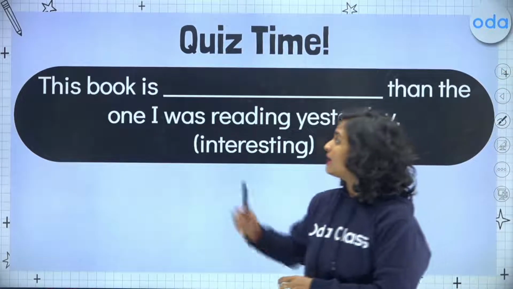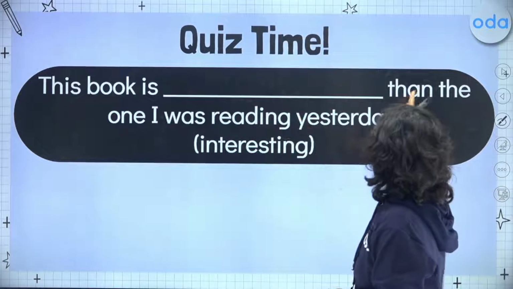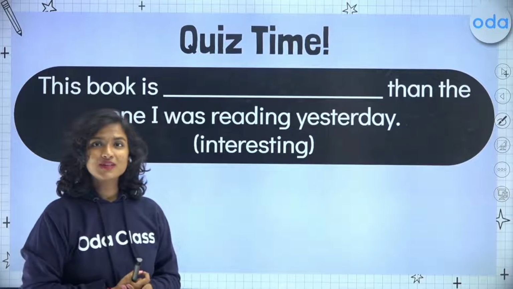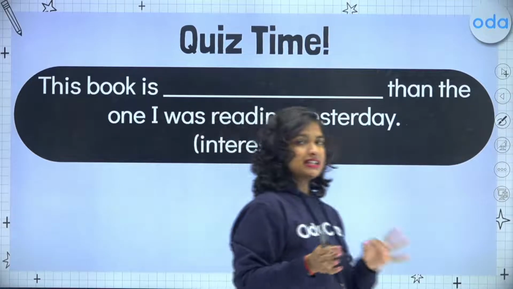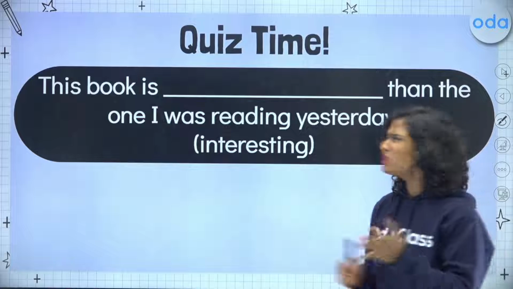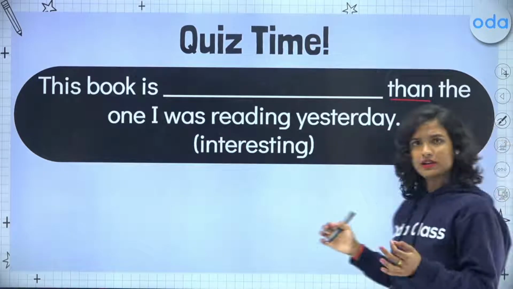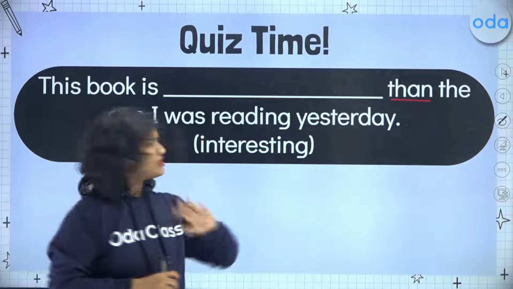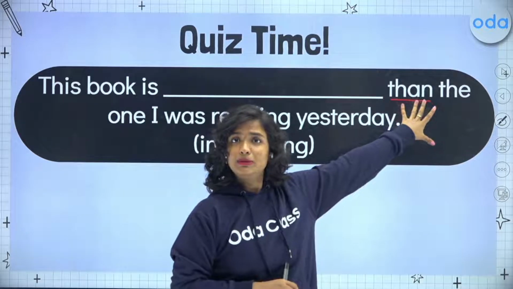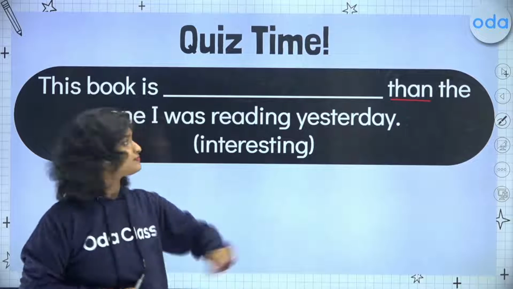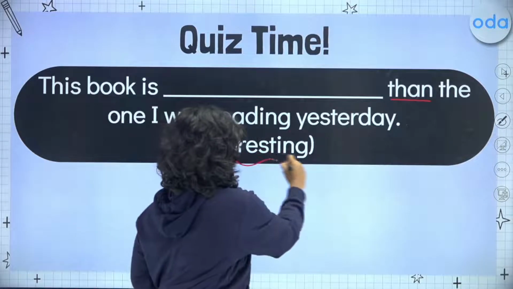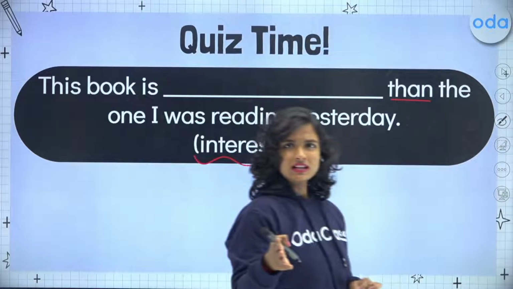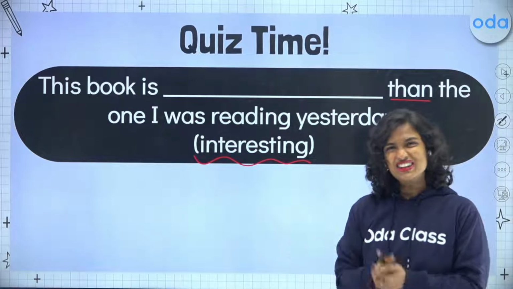Next up, we have this book is blank than the one I was reading yesterday. Students, this one is a slightly trickier one because although the comparison is clear, right? We are comparing this book with the one I read yesterday. And we also have our keyword that has already been put in for us. But our adjective to be used this time is interesting. And students, I hope that you know that interestinger is not a word.